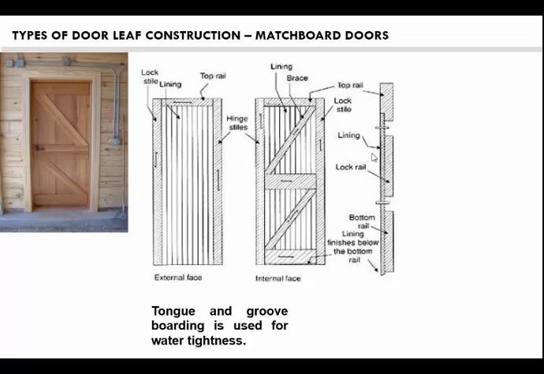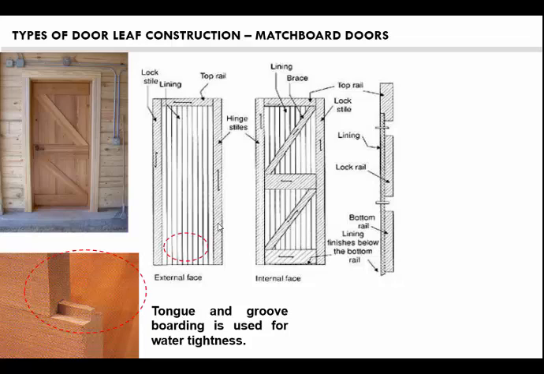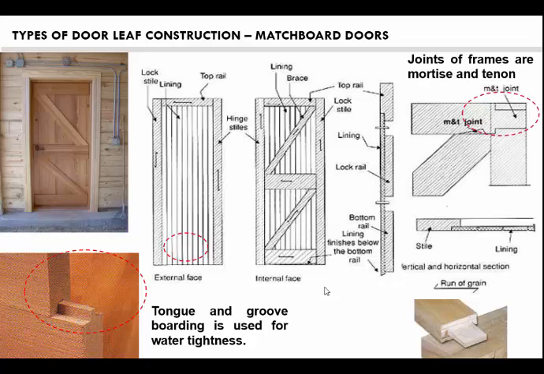So if we look at the section, again, we will see top rail, bottom rail. And here it says tongue and groove boarding is used for water tightness. If you look at the previous timber lecture in semester 1, we have learned about tongue and groove. Tongue and groove is very tight. When it's tight, you reduce the risk of water seepage. And joints of frames are mortise and tenon.